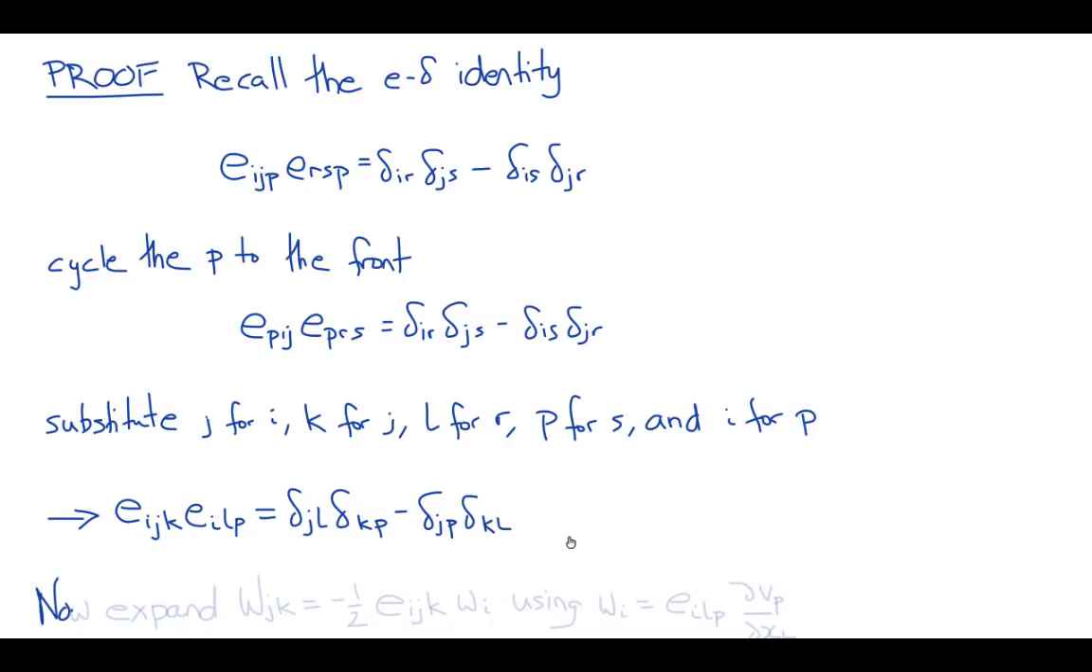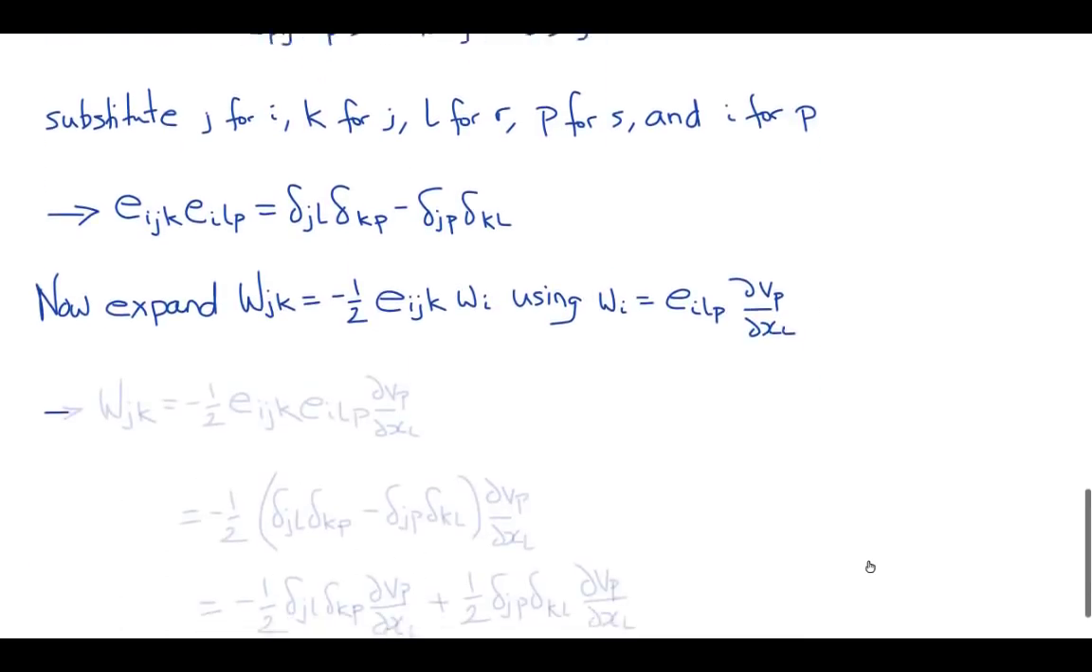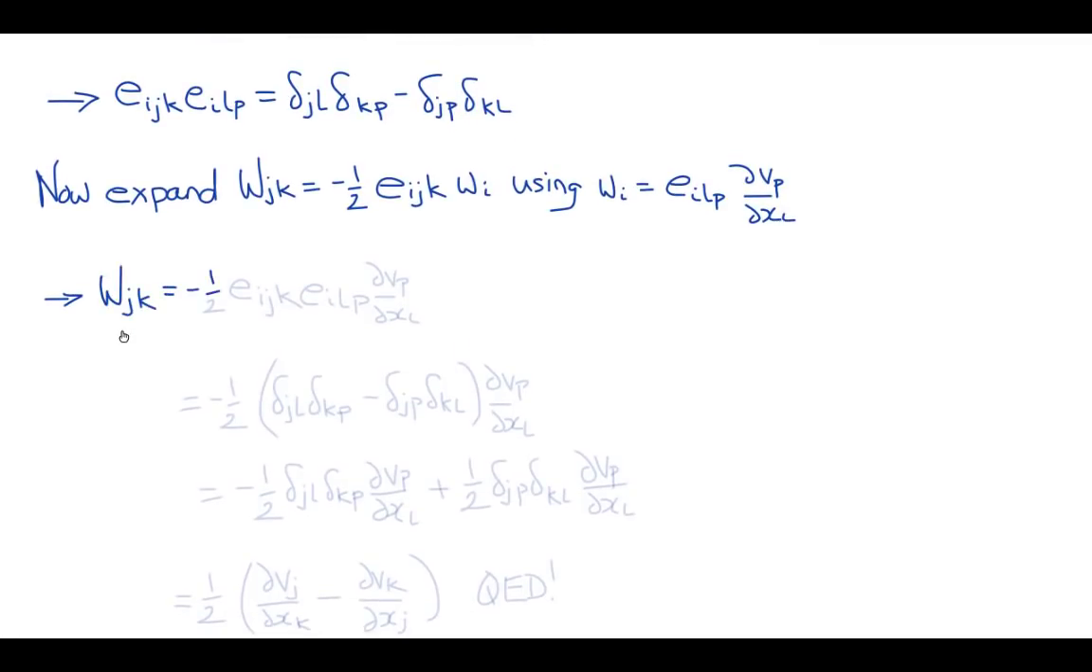So now we can use this version of the E delta identity to expand our expression WJK equals minus 1/2 EIJK little WI, using the definition of little WI as EILP del VP del XL. So this will now become WJK equals minus 1/2 EIJK times EILP times del VP del XL. And now we'll use our E delta identity, and this product will become minus 1/2 delta JL delta KP minus delta JP delta KL times del VP del XL.